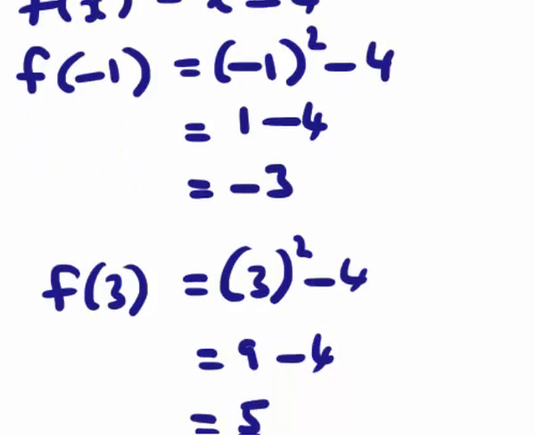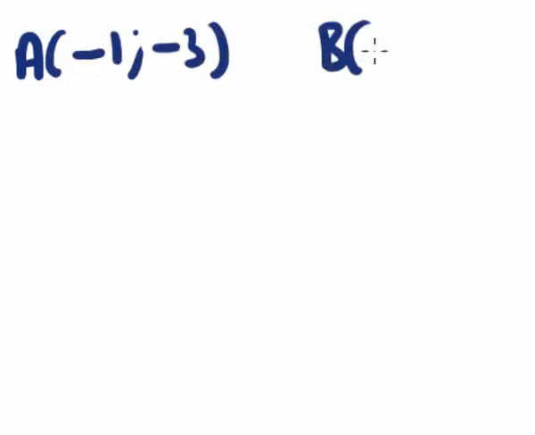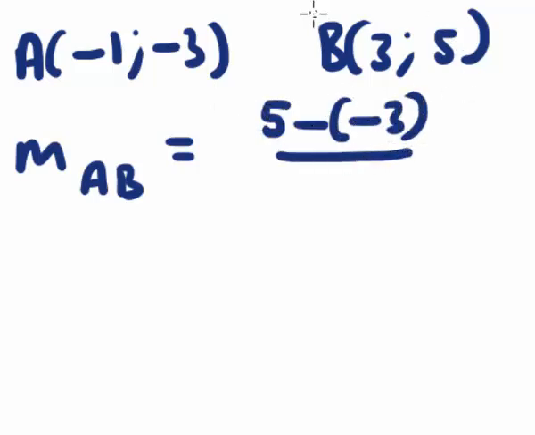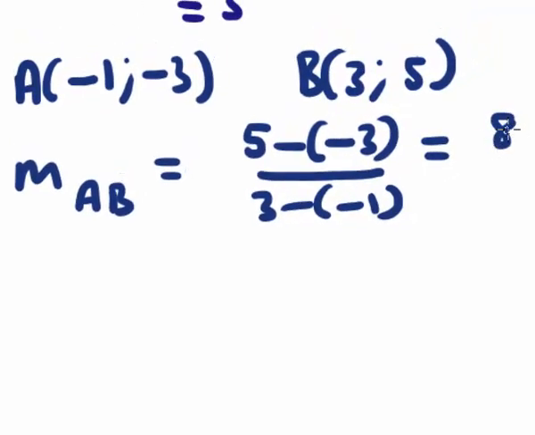So how do we do it? We've got the point A, so let's write that down. We've got A as the point (-1, -3), and B as the point (3, 5). Now, how do we get the gradient of AB? Well, we subtract the y's, so it's 5 minus -3 divided by 3 minus -1. So that's 8 over 4, which is 2.